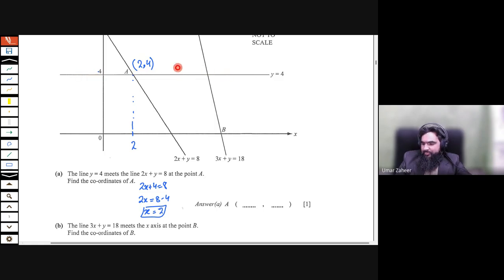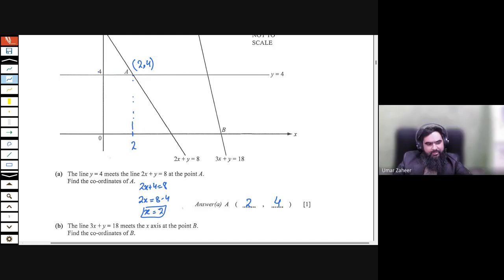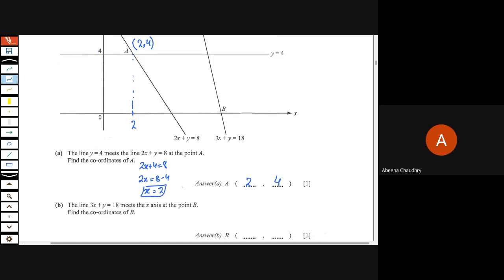They are meeting at this point. So I just solved it. We have to substitute this value and solve simultaneously. Substitute the value of y equals 4. We will get the x coordinate, and the y coordinate we already have. So we'll get the coordinate for the point A, that is (2, 4). Yes, anyone having a question till here? No, sir. Yes, Afan. No, sir.